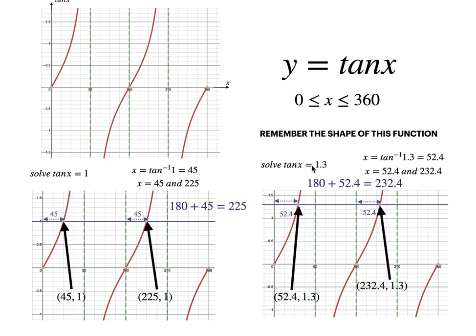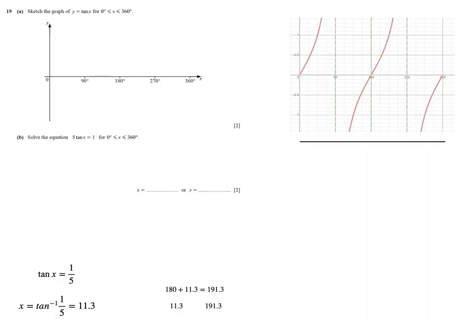Similar again, solve tan x equals 1.3. If I put that in my calculator, I'll get 52.4. And so there's my first solution, 52.4. Tan of 52.4 is 1.3. So that gap there is 52.4. And so again, because of this translational symmetry, that will be the same, which means I'll just simply add 180 to it to get the second solution of 232.4.